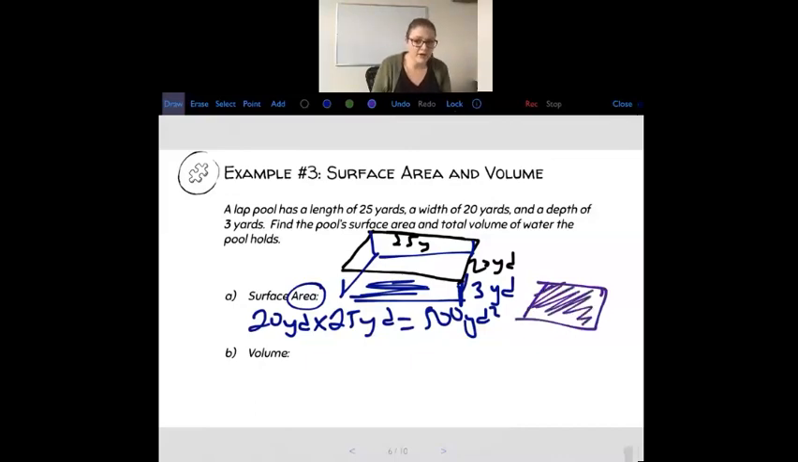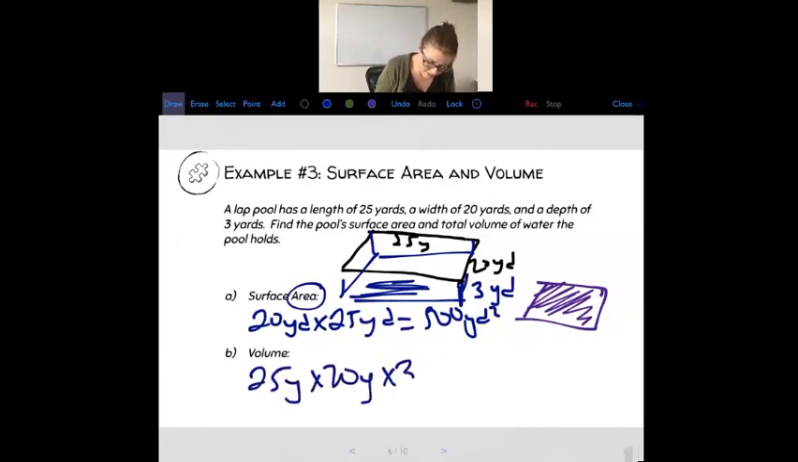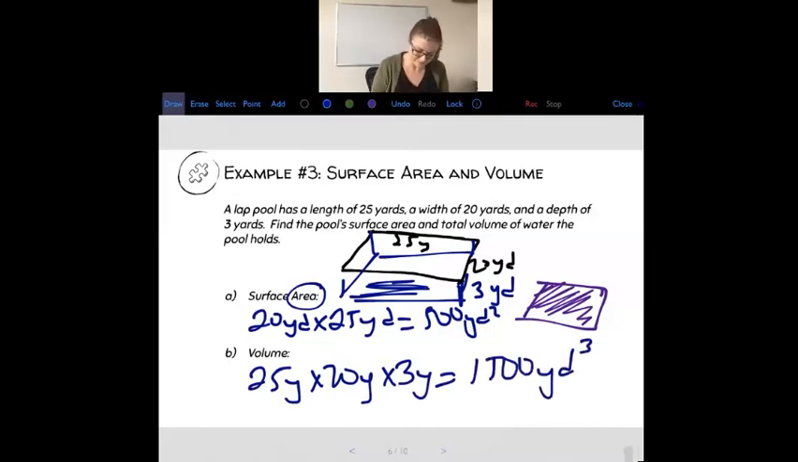Okay, the volume is length times width times height, or you take the area times the depth, and you will also get to the volume. And remember that with volume, our unit should be cubed. So for volume, we're going to multiply 25 yards times 20 yards times 3 yards, and this gives us 1,500 yards cubed, or cubic yards.